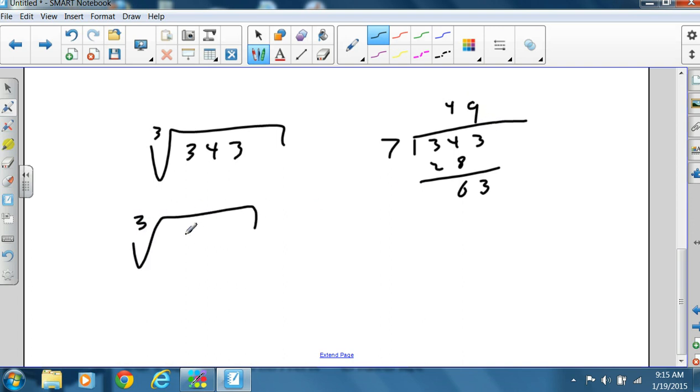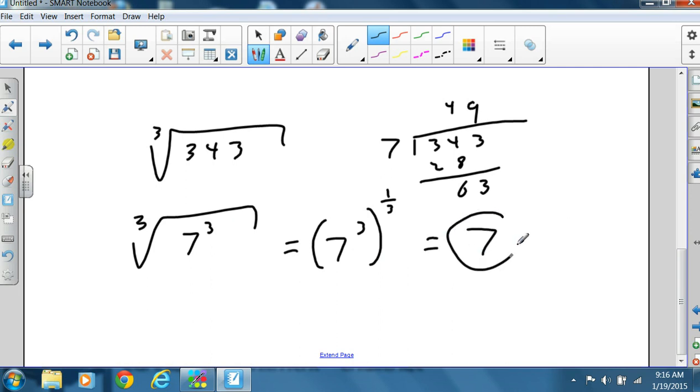So this is the cube root of 7 cubed. I didn't recognize 343 as 7 cubed, but after I divide it by 7, I do. Because 49 is 7 times 7, right? So this is 7 cubed raised to the 1/3 power, because that's what cube root means, and this becomes a 7. And we got there because it's not divisible by 2, it's not divisible by 3, it's not divisible by 5. The next prime number is 7, so we'll try it.